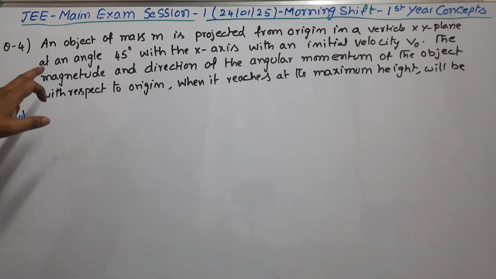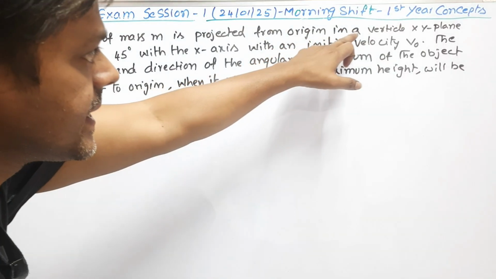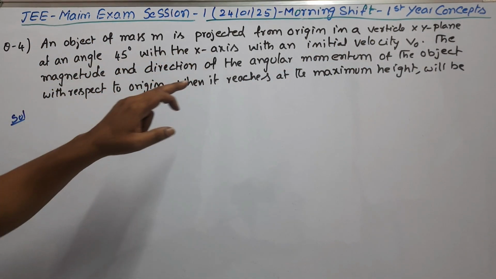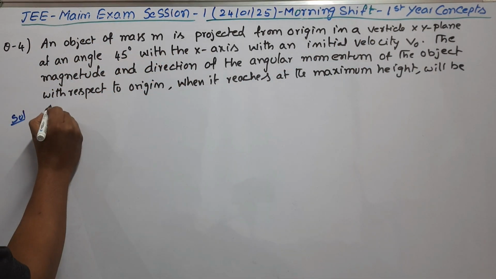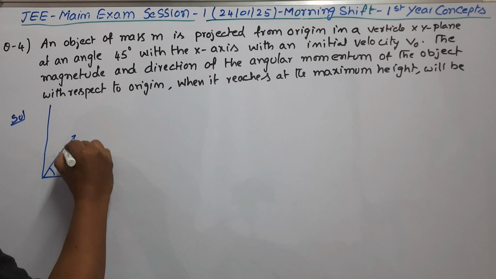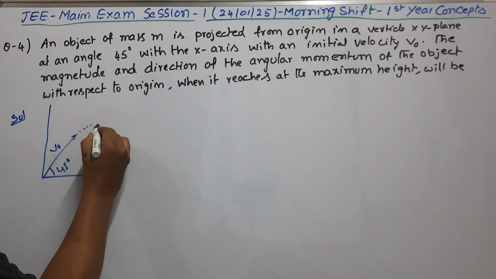The fourth question: an object of mass m is projected from the origin in a vertical xy plane at an angle of 45 degrees with the x axis. I would like to project a body making an angle of 45 degrees with an initial velocity v naught. Then it reaches its maximum height.